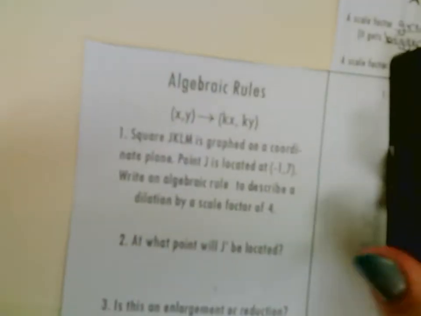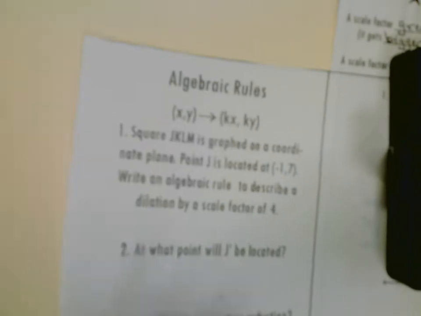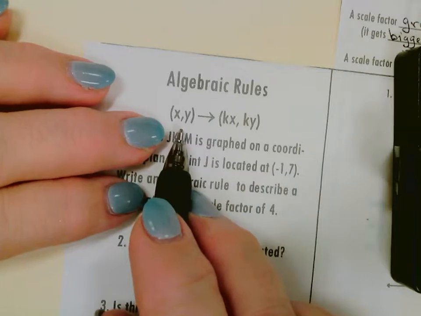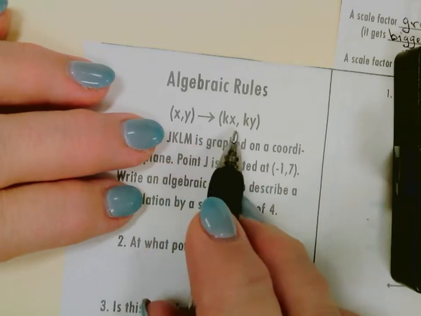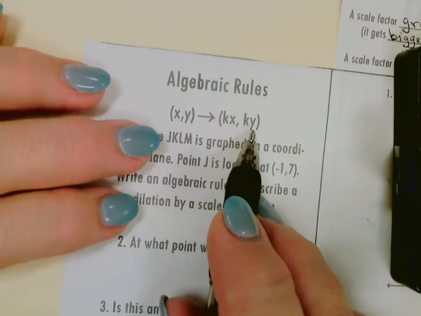The dilation rule comes straight from your transformation rules sheet, it's at the very bottom. It says that (x, y) becomes (k times x, k times y).